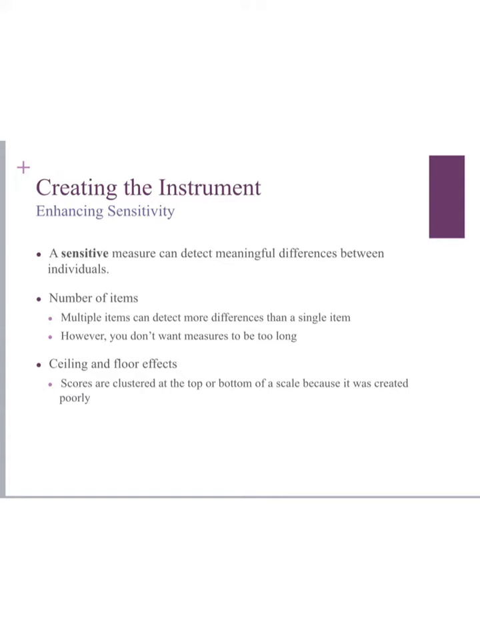However, there's the point where your measure becomes too long and then people don't want to answer your questions. So there really isn't a magic formula for figuring out how many questions should be on a measure, but there are plenty of statistical tests that you can do to determine if a measure is sensitive and if it's a quality measure. Ceiling and floor effects is if your measure leads people to answer in a way where everyone's score is high or everyone's score is low. So if your questions are worded in such a way that everyone's going to answer in one way, then that could be a ceiling or a floor effect.